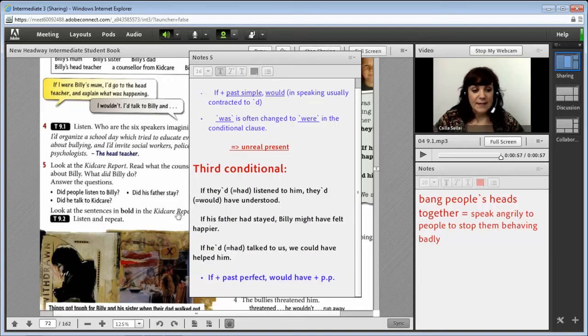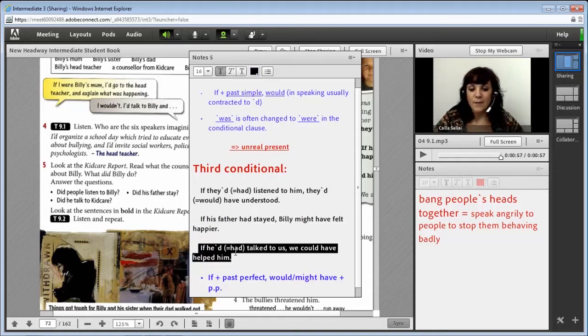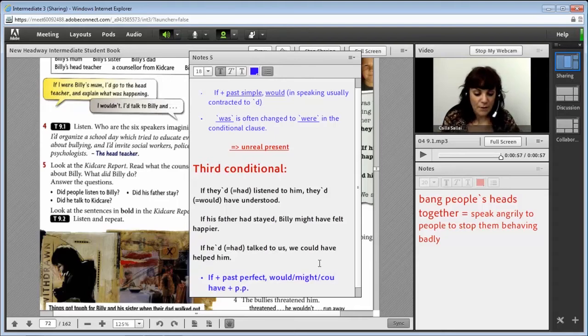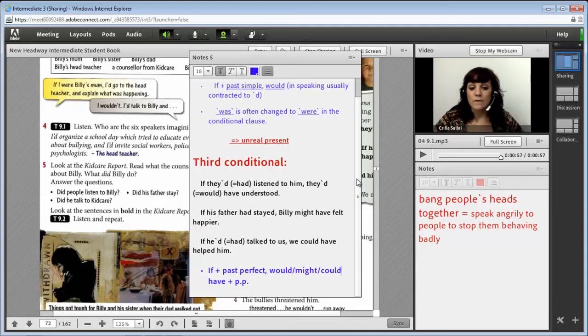What about the second sentence? Did his father stay? If his father had stayed, Billy might have felt happier. Did his father stay? No, he didn't. But let's think about what if. So if his father had stayed, again we are using the past perfect. If plus past perfect, and in this case it's not would, it's might. Might have plus the past participle of the verb. And did he talk to Kid Care? No, he didn't. But if he'd talked to us, says Kid Care, we could have helped him. So now we have would have, might have, and could have, plus the past participle of the verb.